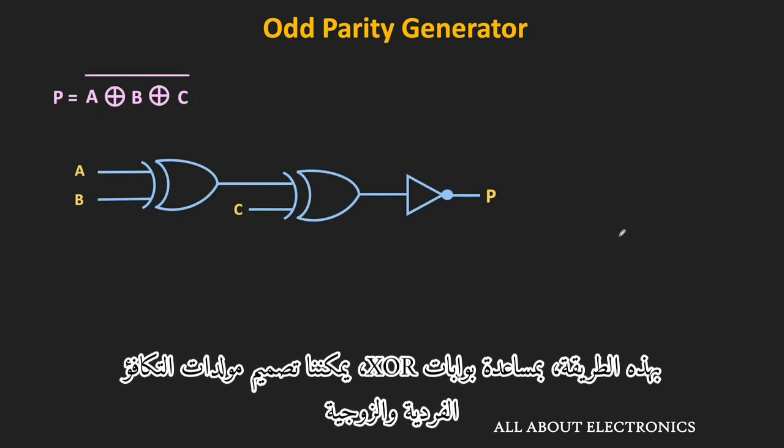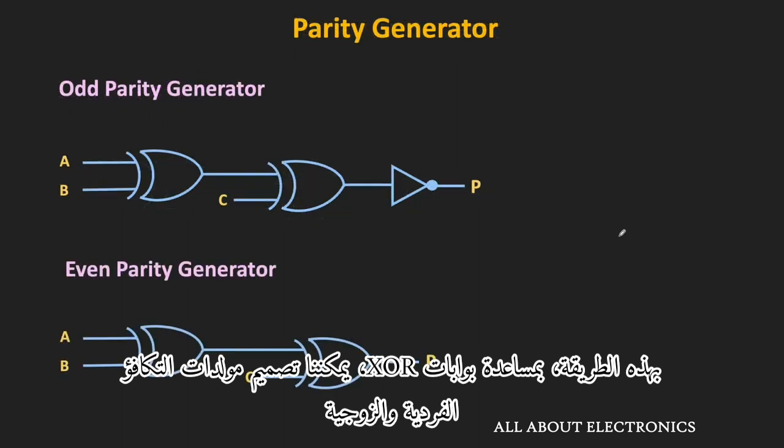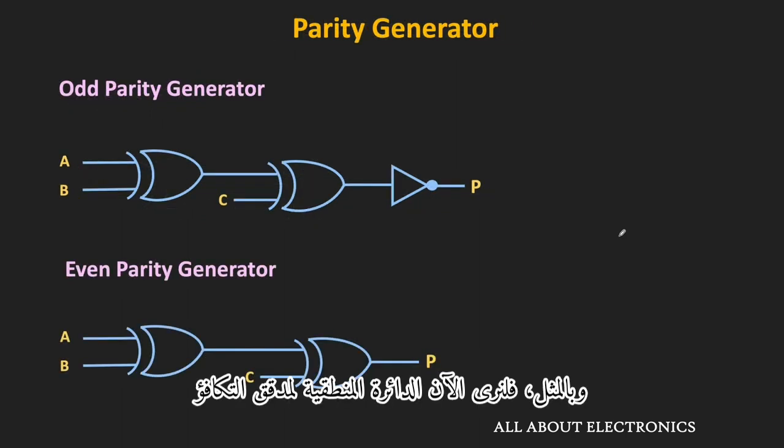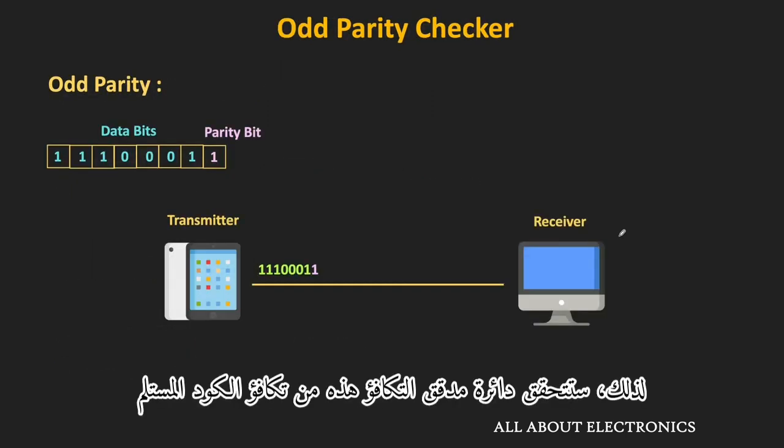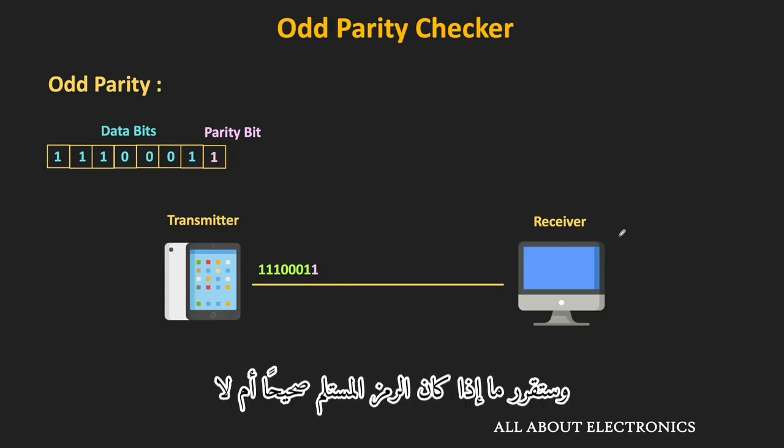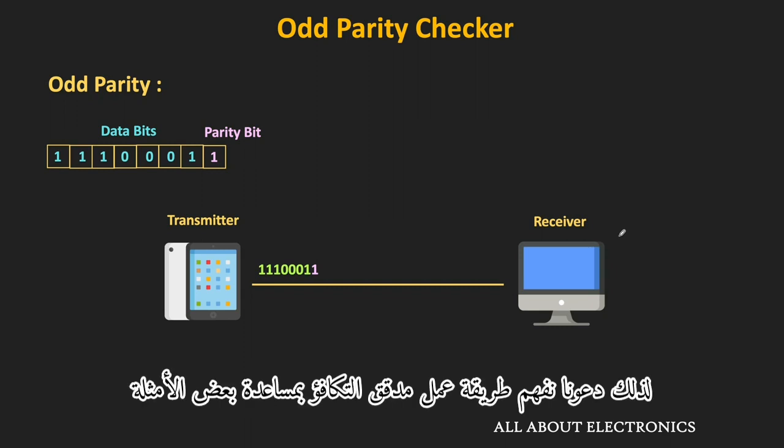So in this way, with the help of the XOR gates, we can design the even and the odd parity generators. Similarly, now let us see the logic circuit for the parity checker. This parity checker circuit will check the parity of the received code and decide whether the received code is correct or not. Let us understand the working of this parity checker with the help of a few examples.